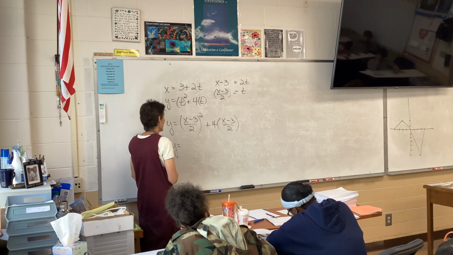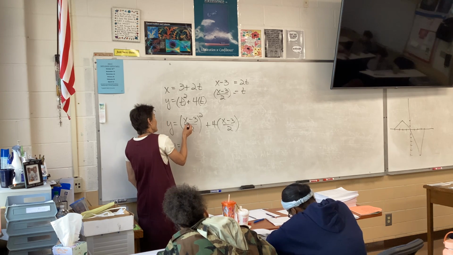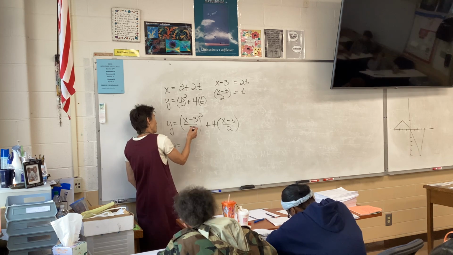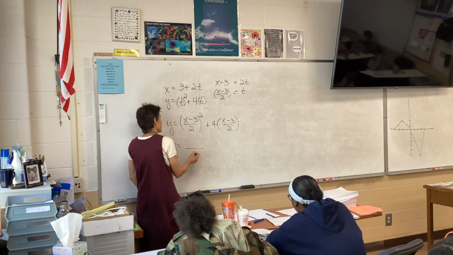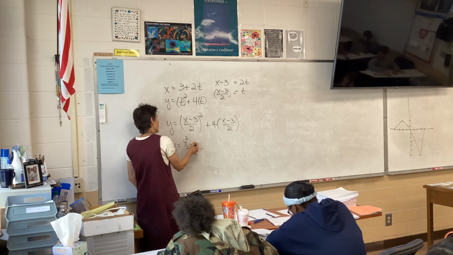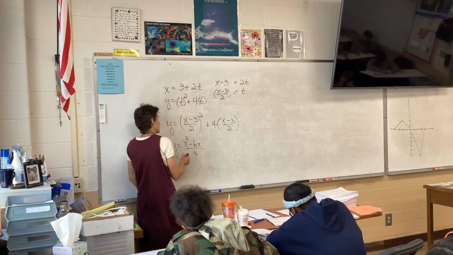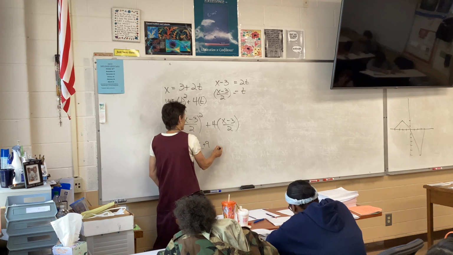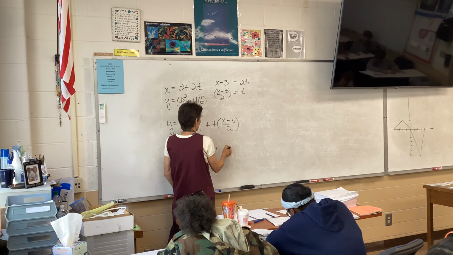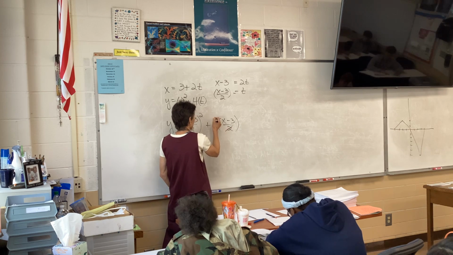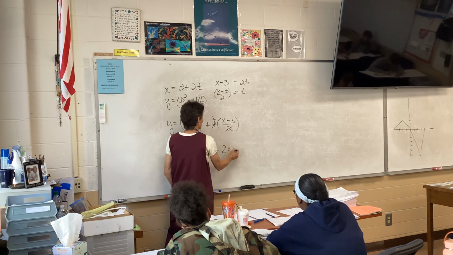This is kind of a mess. Let's clean it up a little bit. Be careful, don't make that very bad mistake here. This is a FOIL. This is a FOIL. So it's going to be over 4: x squared minus 6x plus 9, plus, actually the 2's are going to cancel here, so 2x minus 6.